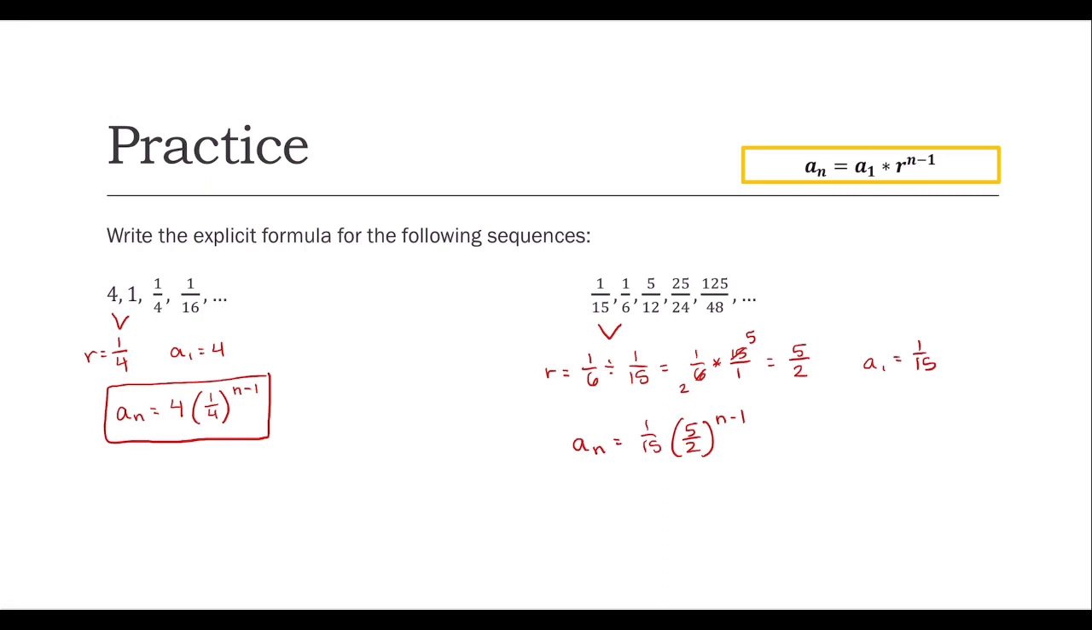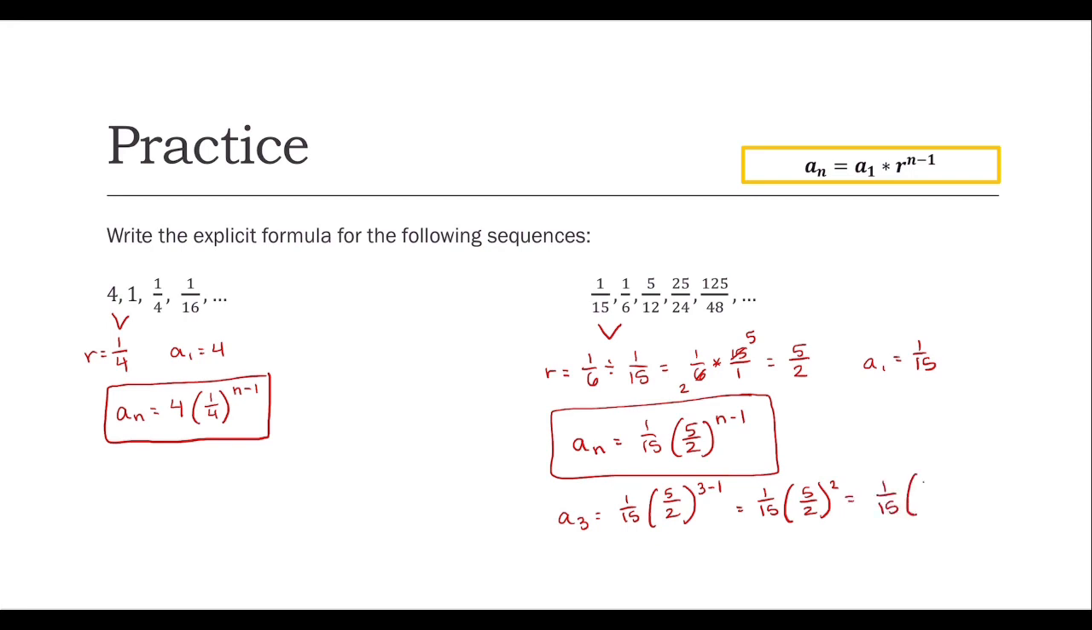So if we wanted to find our third term here, for example, we'll say a sub 3 equals 1/15 times 5/2 to the 3 minus 1, which is 1/15 times 5/2 squared, 1/15 times 25/4, which we can then simplify. This could be 5, and this is 3, so we have 5/12. And that is, in fact, our third term.